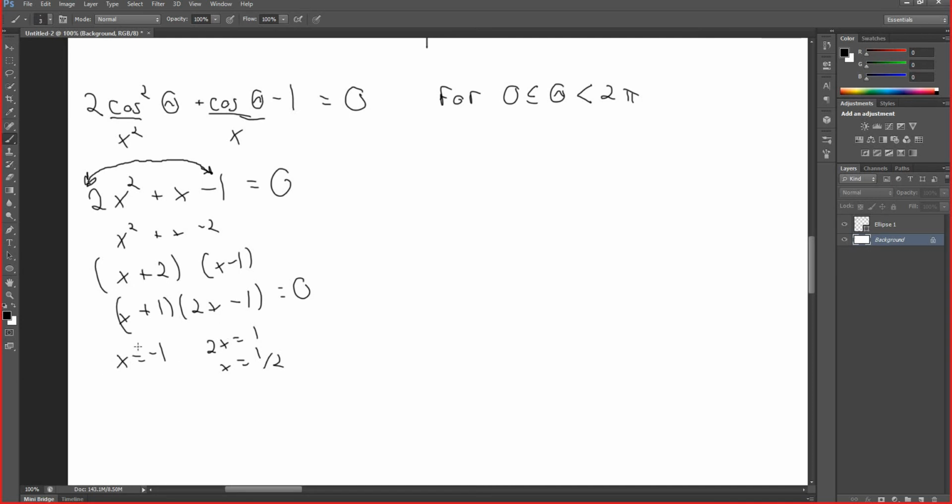We now have two things we need to look at, so we're going to go back and look at x as cosine. So I said x equals cosine of theta. So now I have cosine of theta is equal to negative 1, and I have cosine of theta is equal to a half. So I just have to find what angles, remember cosine gives me my x-coordinate. So what angles give me negative 1 for my x-coordinate, and what angles give me a half for my x-coordinate.